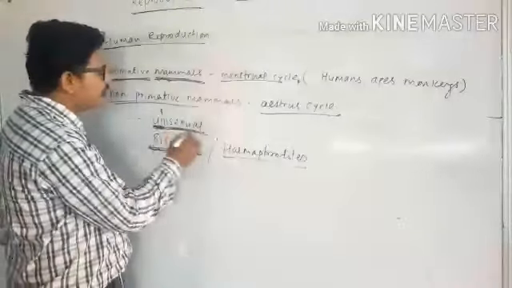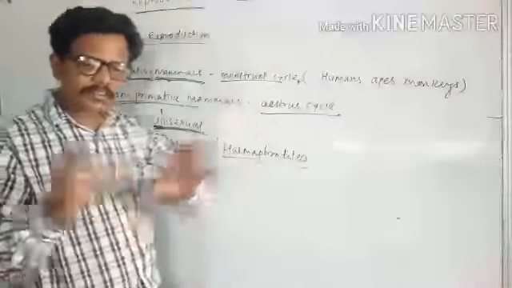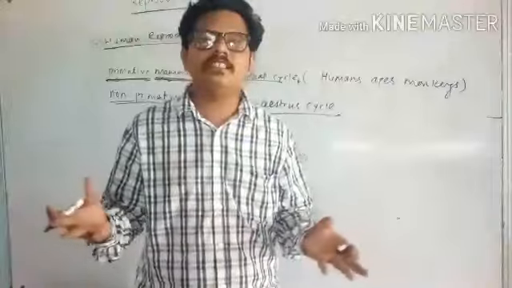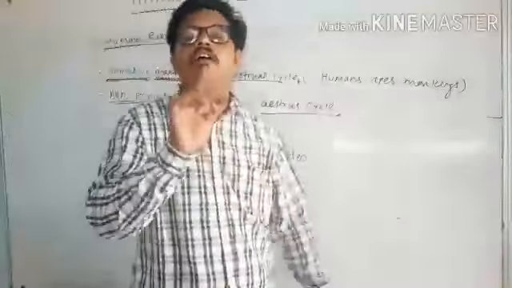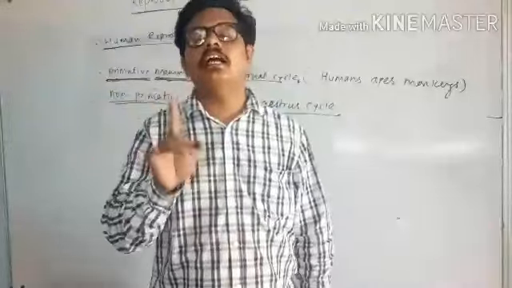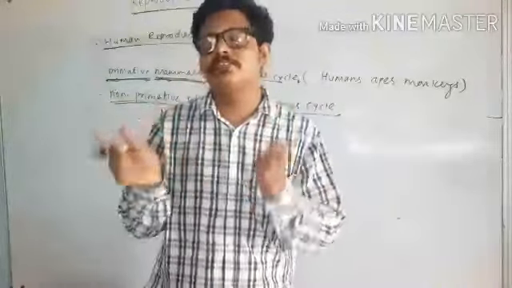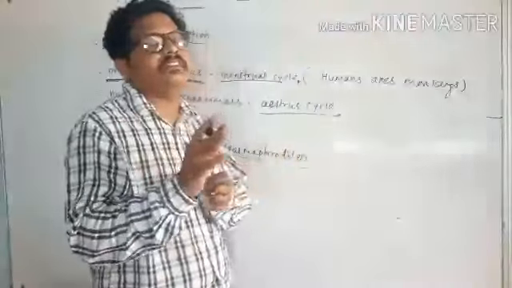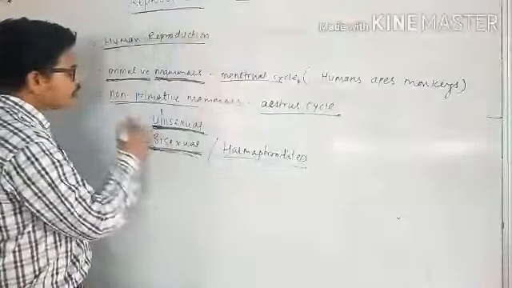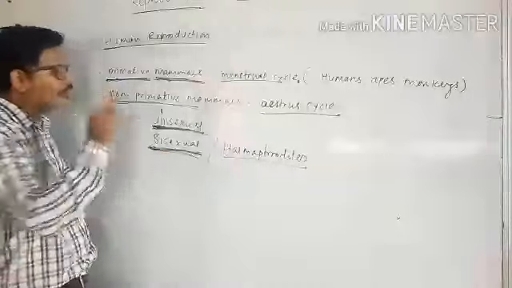Okay, so the animals in which the male and female sexes are separated are called unisexual animals. They are also called dioecious animals, because they show sexual dimorphism, means the male and female sexes are separated. Okay, so these are the terminologies, bisexual and unisexual.